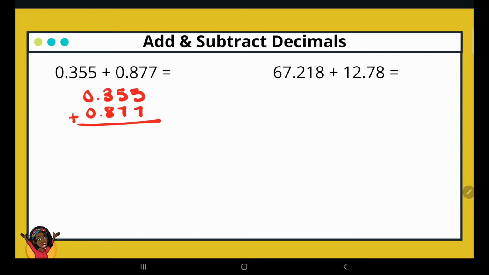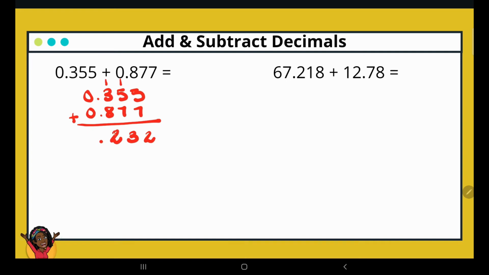If you noticed, my decimal points are lined up as best as they can be, okay? I can go ahead and bring that down into my answer, so I know that's exactly where my decimal point will be. So here I'm going to start adding from the right side. 5 plus 7 is 12. 5 plus 7 is 12 again, and I carried that 1 from the previous 12, so that's 13. 8 plus 3 is 11, plus 1 is 12.